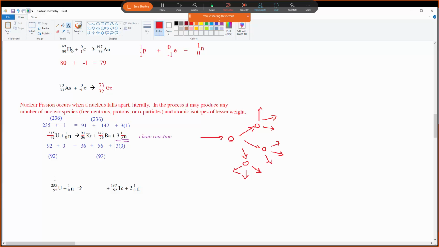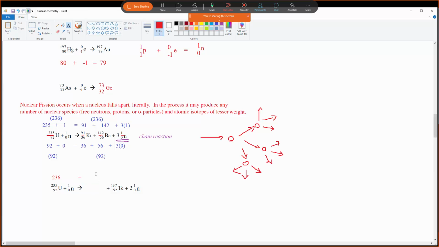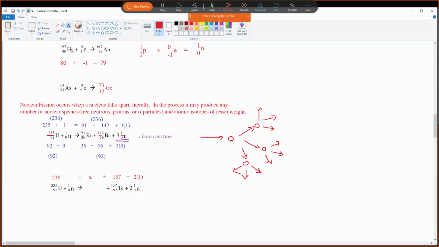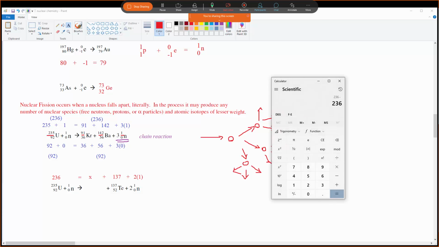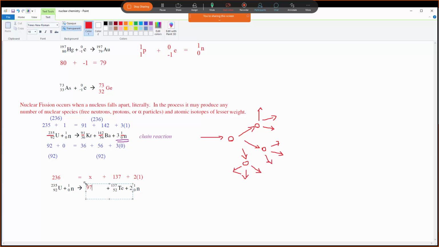All right, Sarah says, look, I've got 235 plus 1, so I've got 236 on the left-hand side. And that's got to be equal to whatever I've got here. And whatever I've got here is x plus 137 plus 2 times 1. And so if I solve for x, I'm going to take 236, subtract 137, subtract 2, and I get a total mass of 97 on the top. All right, not so bad.